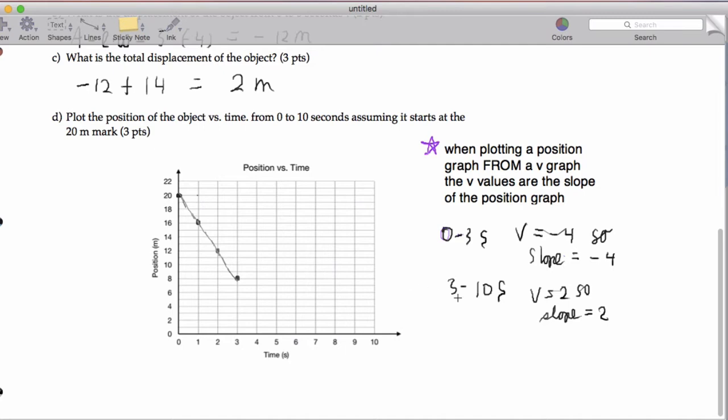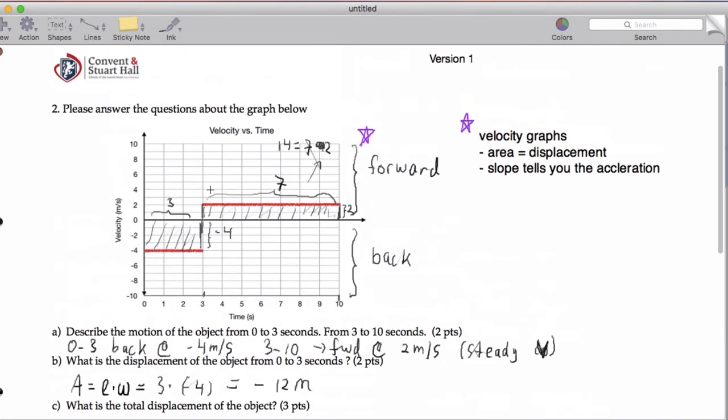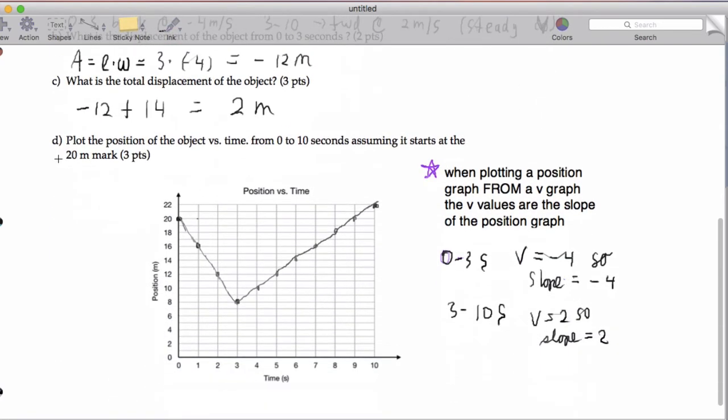All right. Now, from 3 to 10, my slope is 2. So I'm going to go over 1, up 2, over 1, up 2, and so on to the end. And then I'll connect this. All right, so that's how we use the velocity graph here to get a position graph here. I give you the starting position, you start there, and then you use these velocities as rises over runs to figure out how to draw the graph. So that's question number 2.